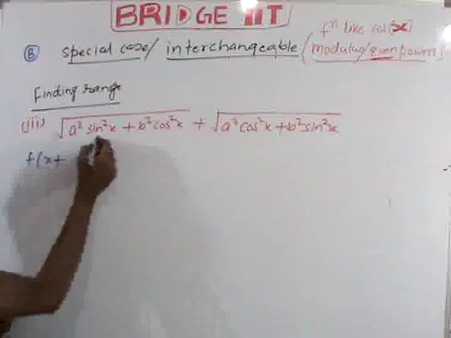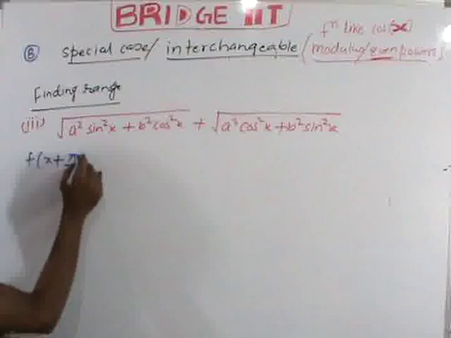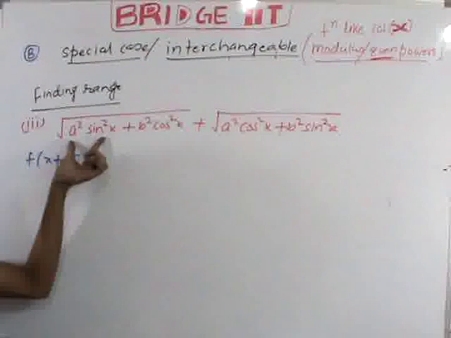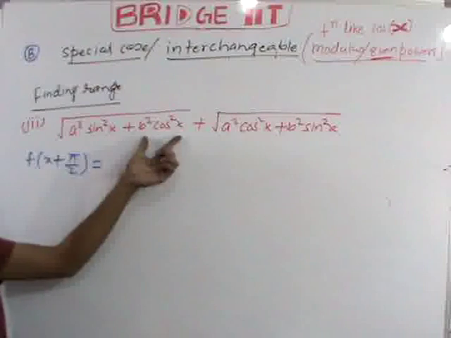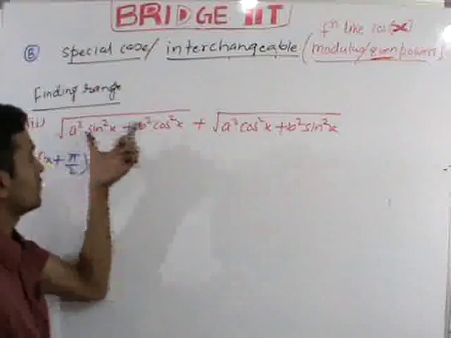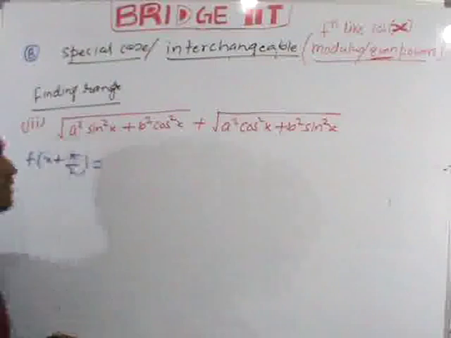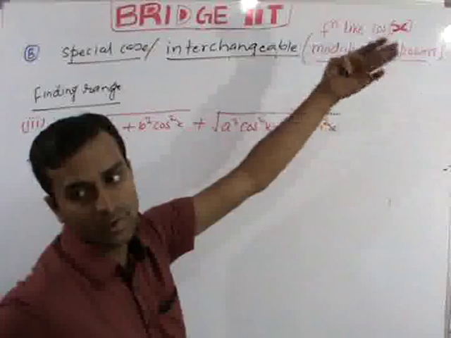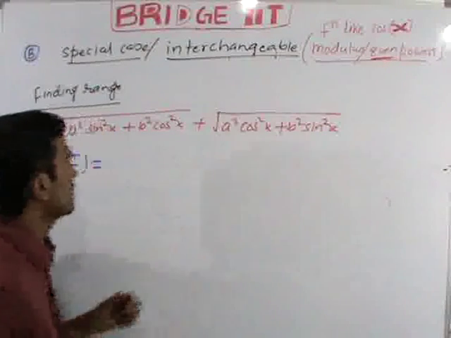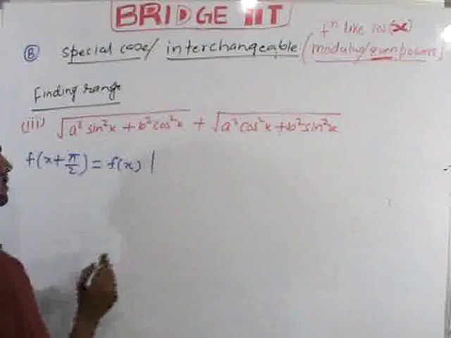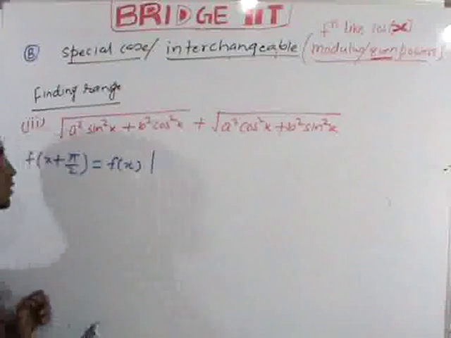But again, even powers are there. What is f of x plus pi by 2? This becomes a square cos square x. This becomes b square sine square x. So this changes into this one, and this changes into this one. So what I have told you, that either modulus function is there or even powers of trigonometrical functions are there, then you can apply this one. So this is equal to f of x. So this is having a period of pi by 2.